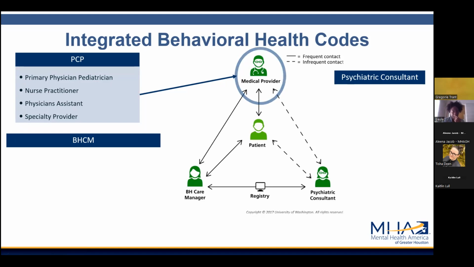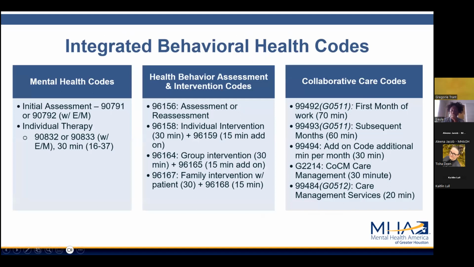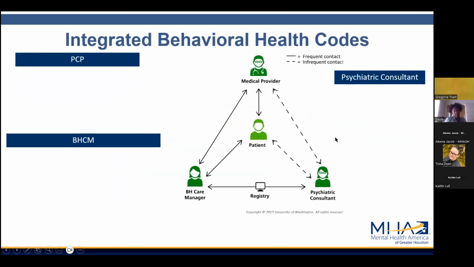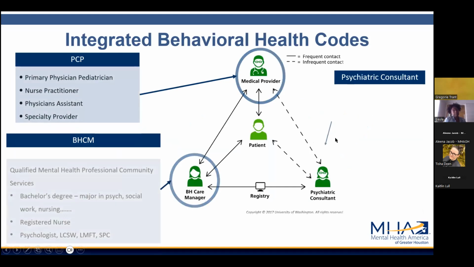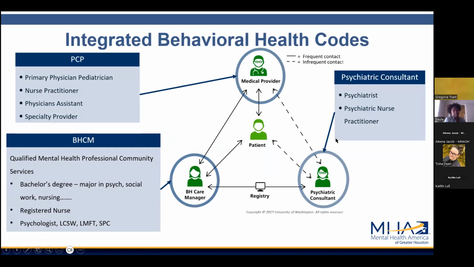So the collaborative care codes are all billed under the primary care provider. That's where it starts. So as we talk about the CoCM codes, these codes over here on the right, all of these codes are billed under the primary care provider's license. Even though that primary care provider might not be doing some of the work, it still gets billed underneath him if it's a collaborative care code, or her, them. Sorry, that's really awful. So the other one is a psychiatric consultant, and that can be a psychiatrist or a psychiatric nurse practitioner.